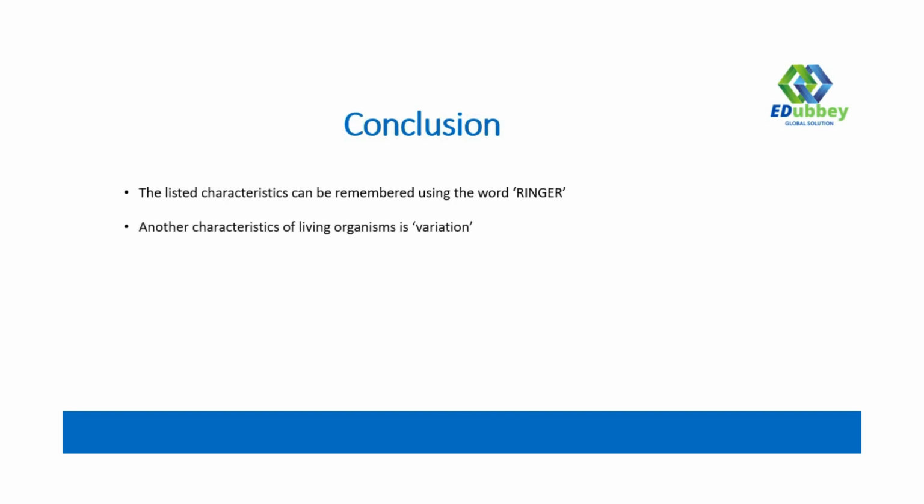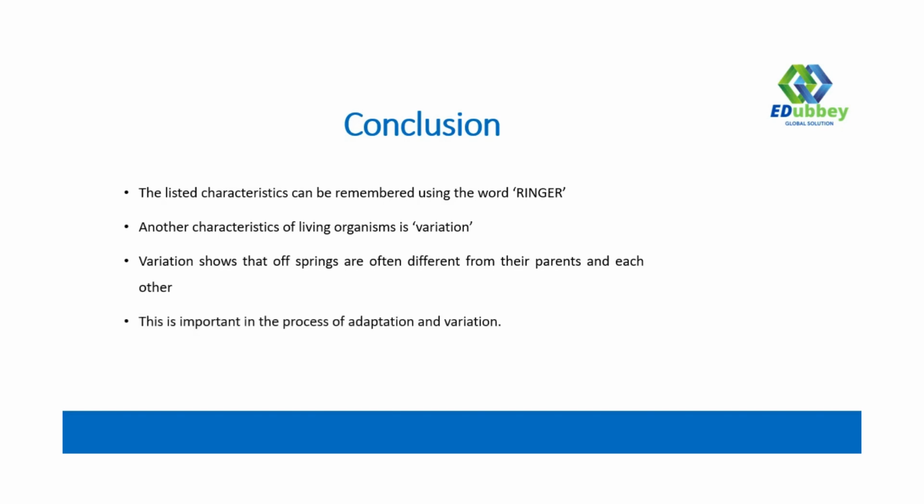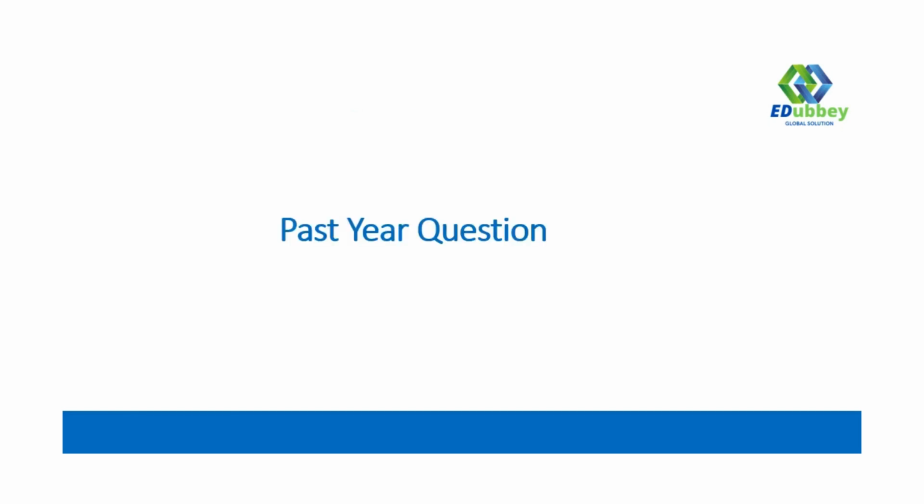Another characteristic of living organisms is variation. Variation shows that offsprings are often different from their parents and each other. This is important in the process of adaptation and variation itself.